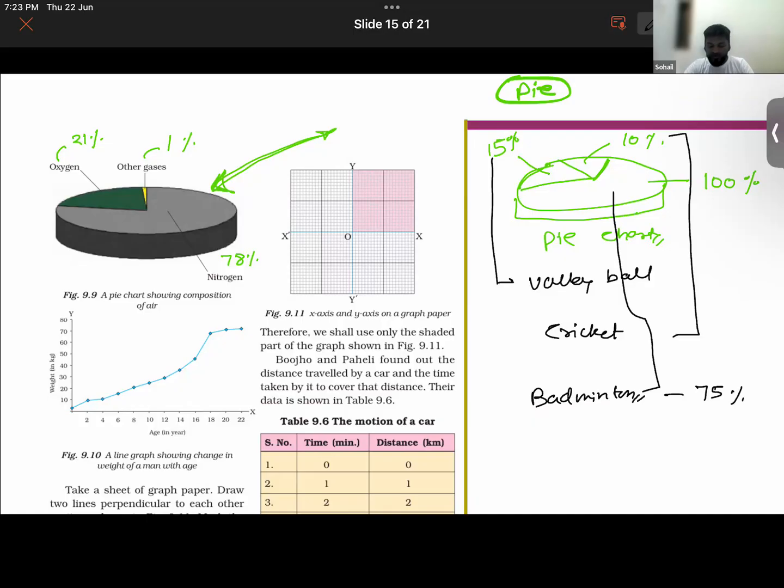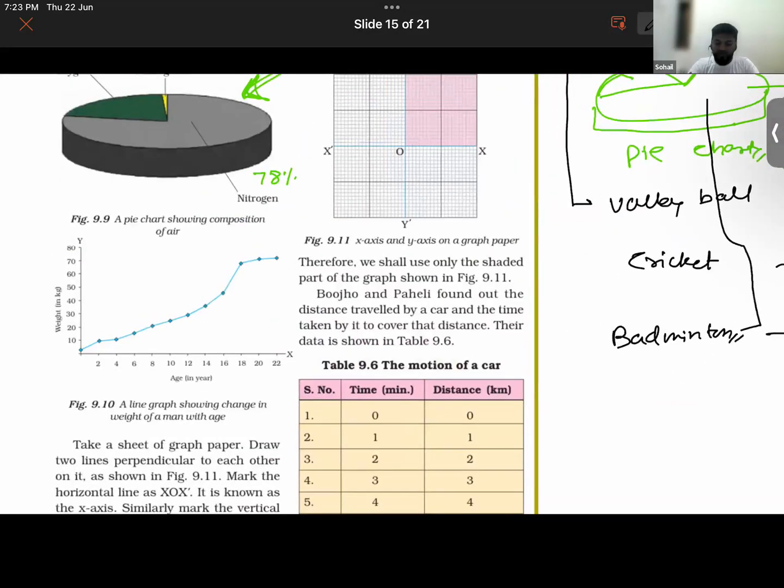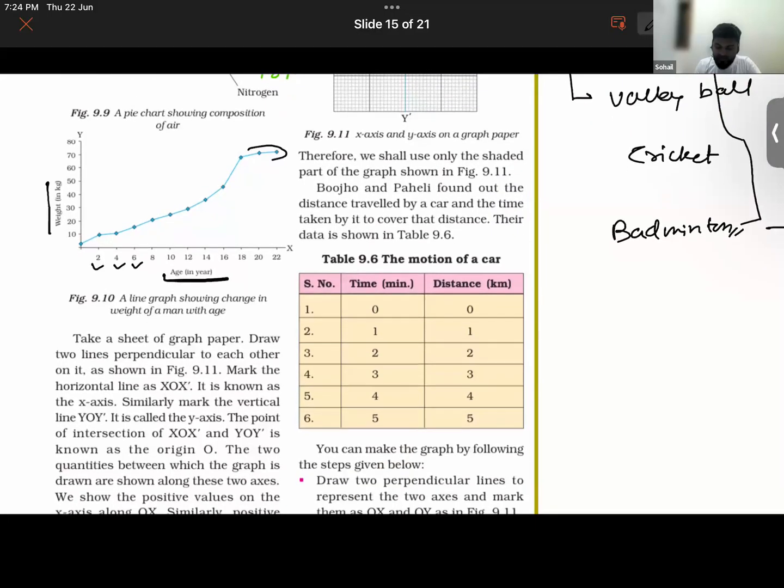Right. Similarly, we have got a line chart here as well. See here, the age and weight of a given person is represented. From 2 to 22 years, his weight is being represented. See, when the person was 2 years, his weight was 10. Then at 4 years, again it was 10. It was 10 when the person reached 6 years of age. It slightly increased, and then kept on increasing, and here it is somewhat constant.